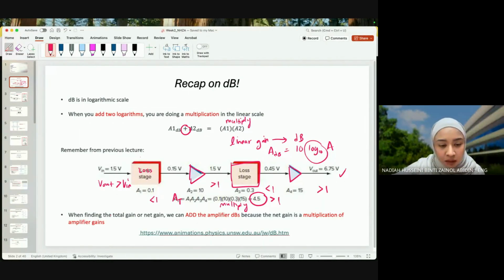Okay. So when finding the total gain or net gain, we can add the amplifier gains in dBs because the net gain is a multiplication of amplifier gain. Remember, multiplication in linear scale, and you add when it is in log scale or in dB. Okay, that's just a little recap.